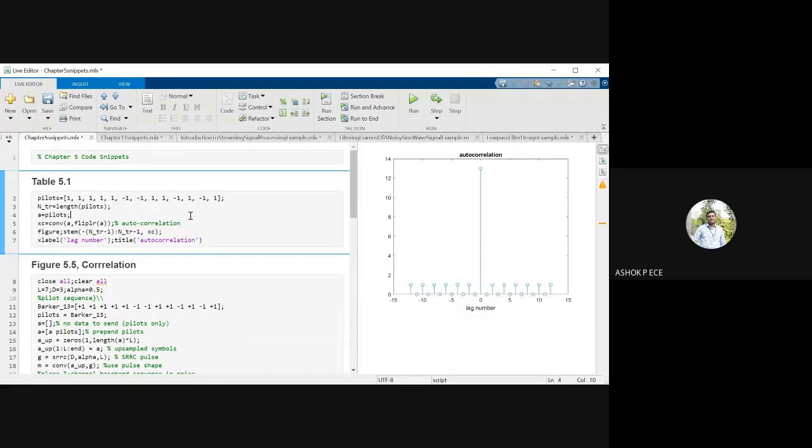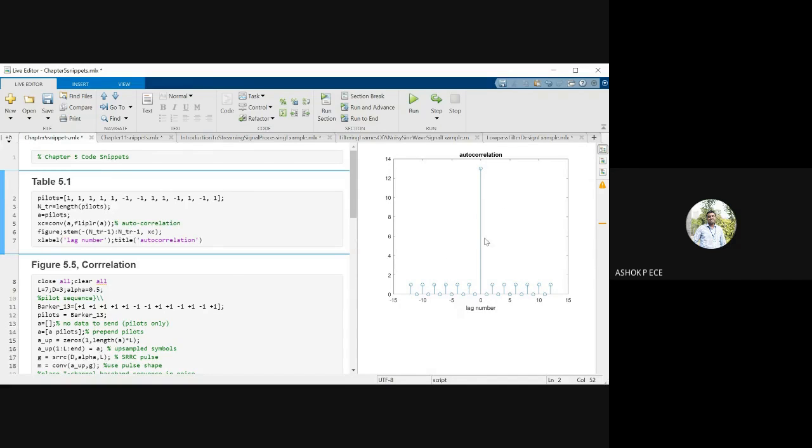I'm sending this sequence 1 1 1 1 1 -1 -1 1 1 -1 1 -1 1. I'm sending this pilot sequence and I am finding the autocorrelation. Autocorrelation, at zero it will be big. So autocorrelation is an even function. At zero it will have maximum value, and either side it will be symmetrical. So you can find the symmetry.